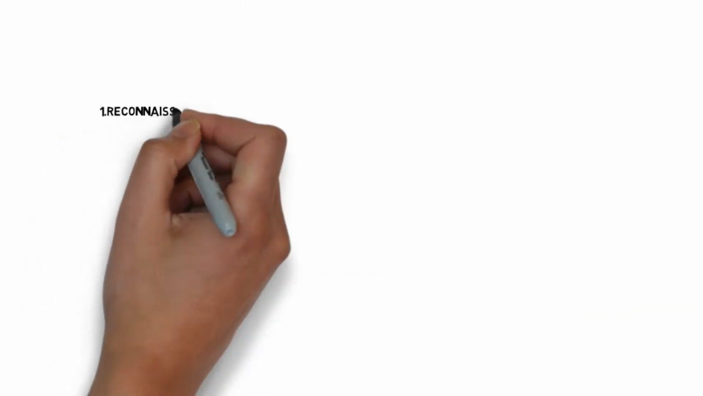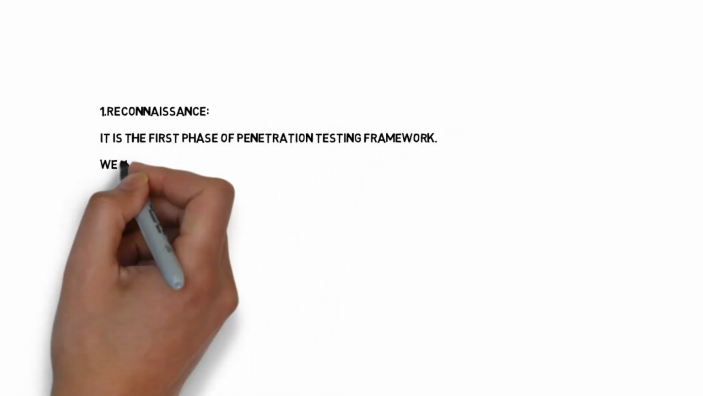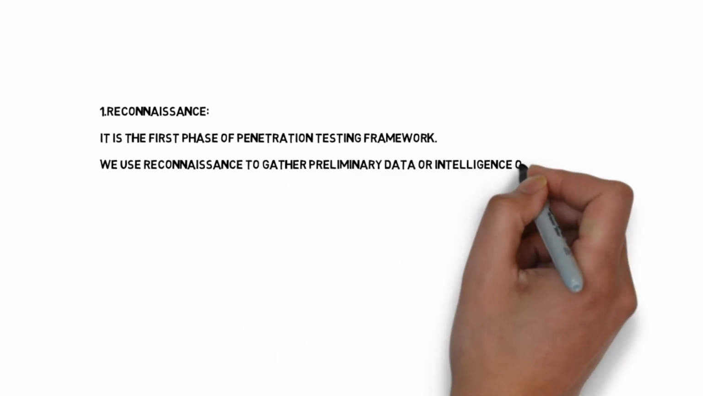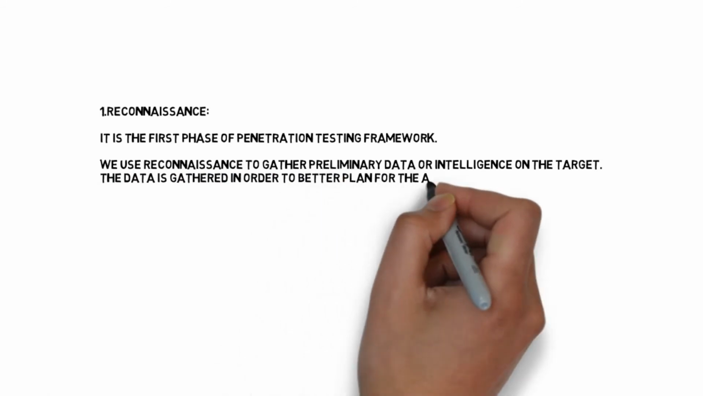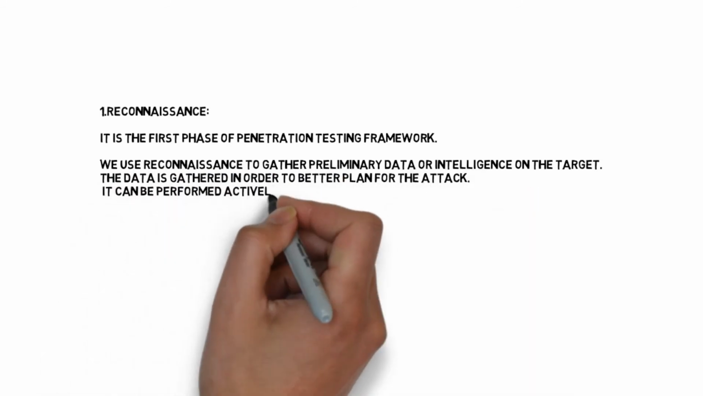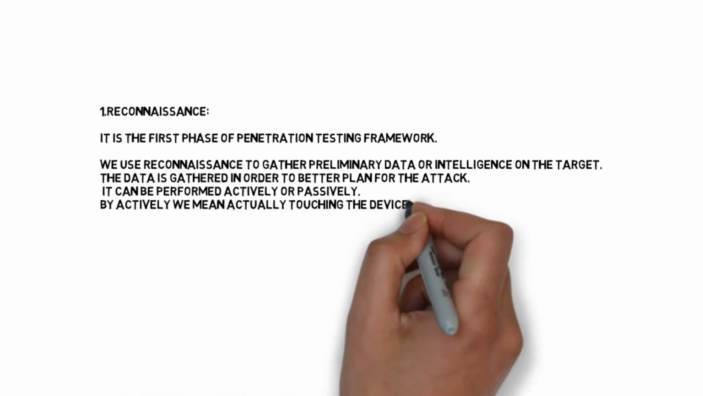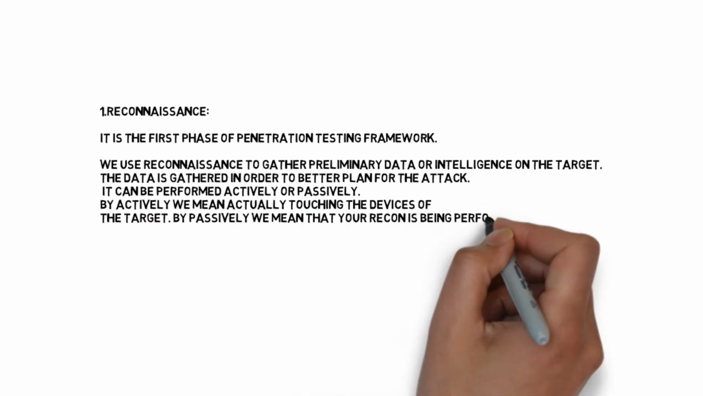Reconnaissance. It is the first phase of penetration testing framework. We use reconnaissance to gather preliminary data, or intelligence on the target. The data is gathered in order to better plan for the attack. It can be performed actively, or passively. By actively, we mean actually touching the devices of the target. By passively we mean that your recon is being performed through an intermediary.